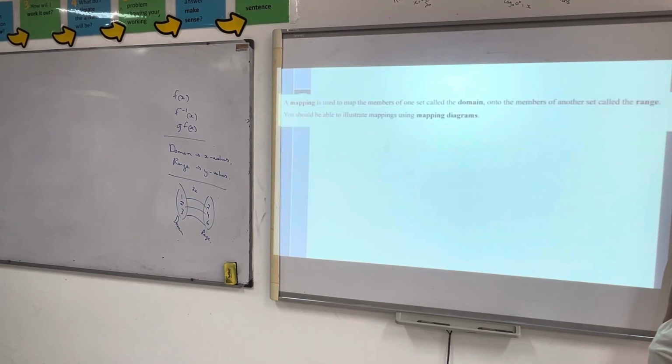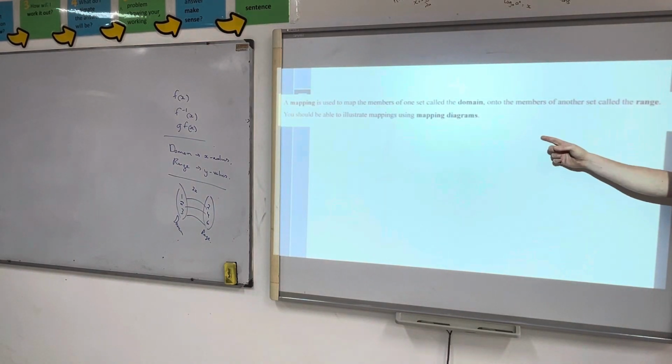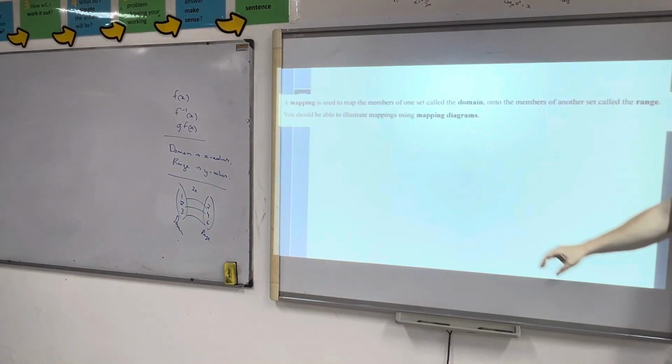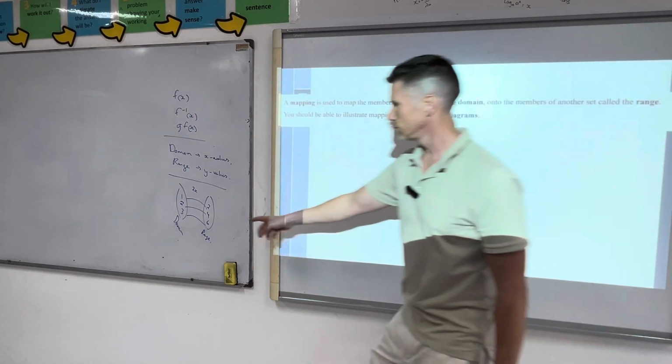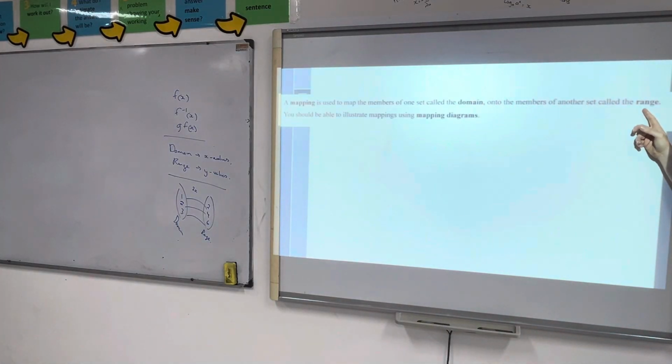Another type, I think this is a mapping diagram definition, because I realized I haven't taught it yet this year, but I'll go over it. A mapping is used to map the members of one set called the domain to members of another set called the range. And then there's some sort of rule that usually maps the two onto each other, and you can put a line between the two, like this.